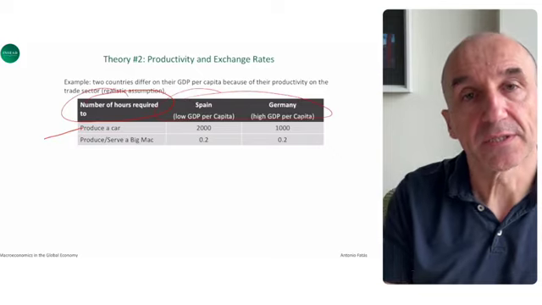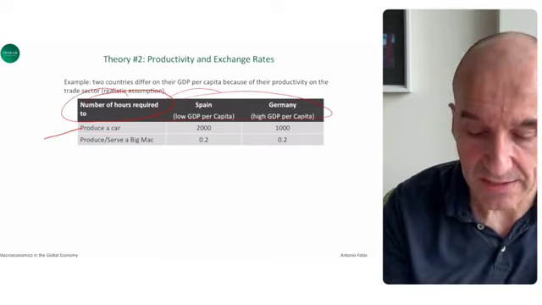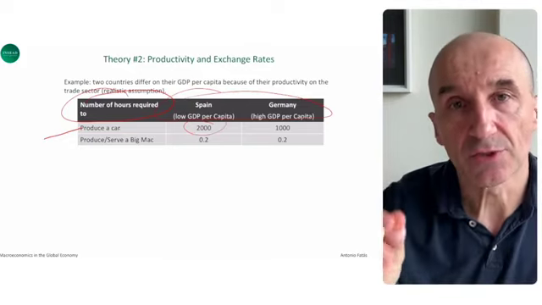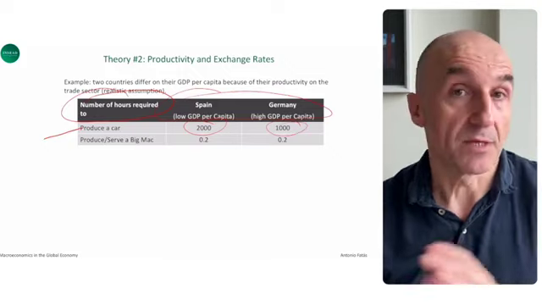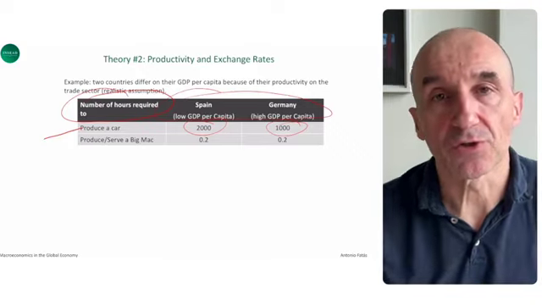Now here are my numbers. It says the Spanish workers are not very productive in this sector. It takes them 2,000 hours to produce 1 car. The same car in Germany can be produced with 1,000 hours. Now here you see a massive difference in productivity, thus how the GDP per capita in Germany is higher.